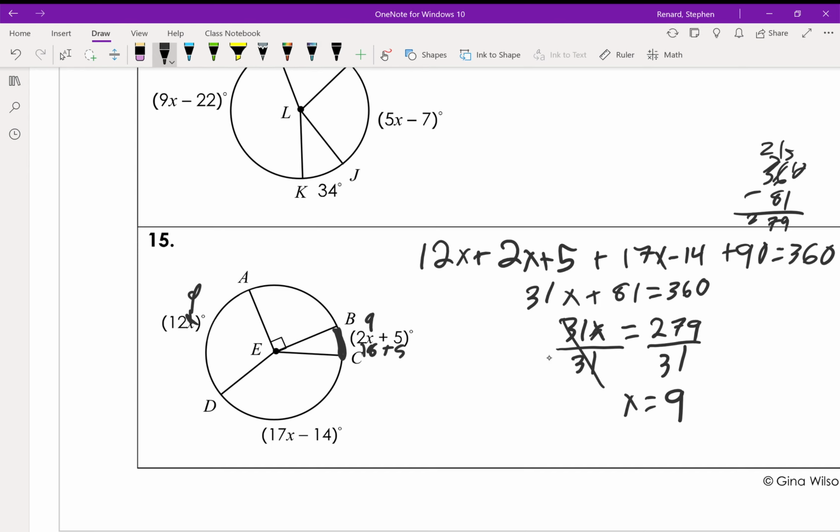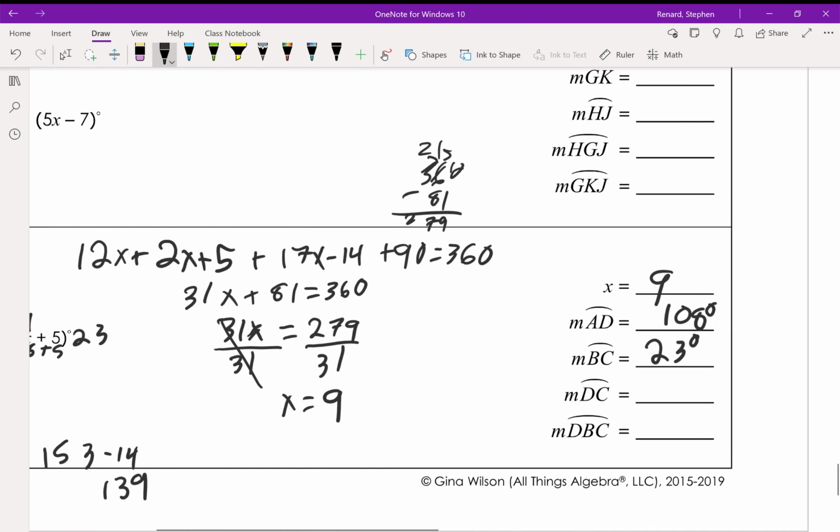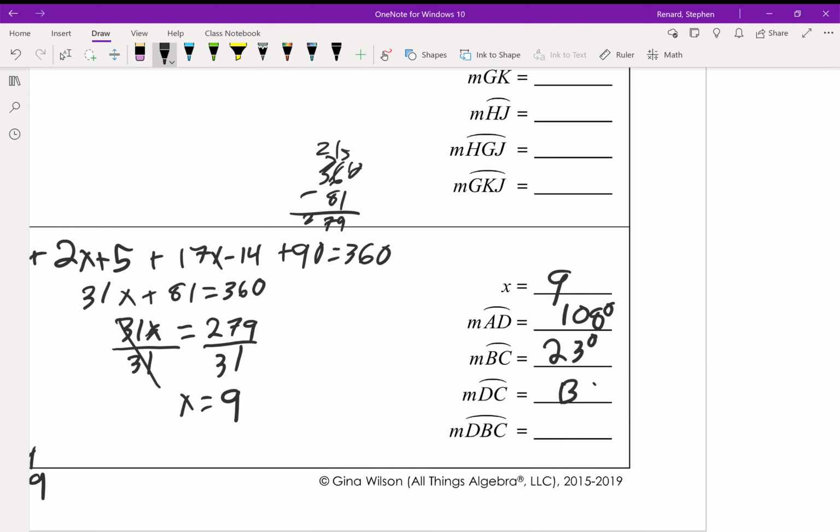So we've got 108. This is 23. We know this is 90. So that leaves us with D to C. So we get a 9 right there. 17 times 9 is 153, 153 minus 14 gives us 139. So 139 degrees.